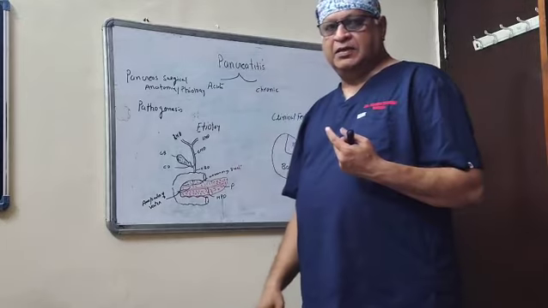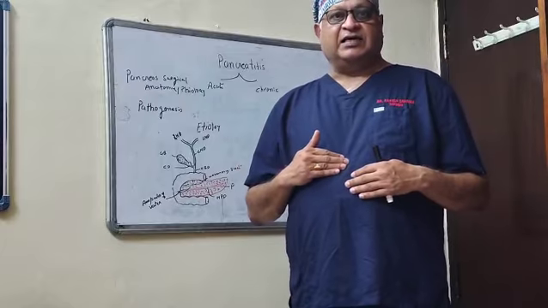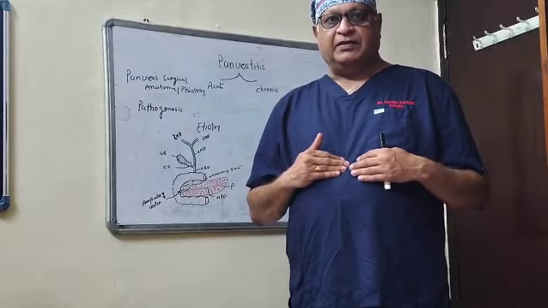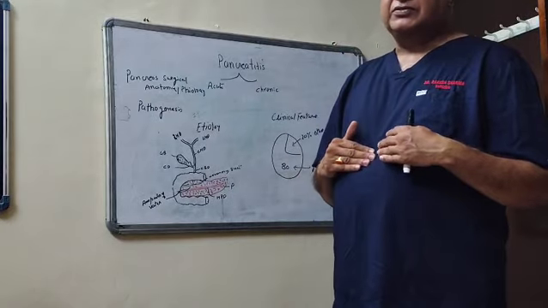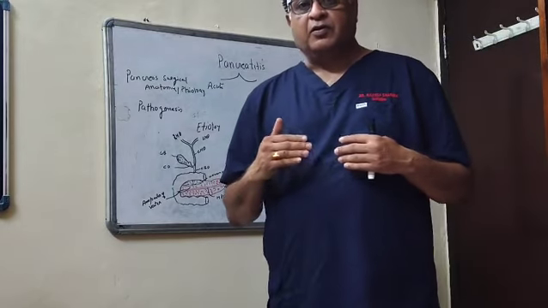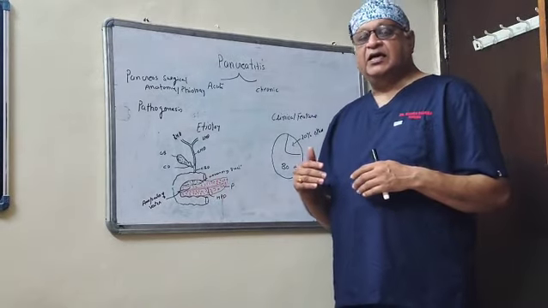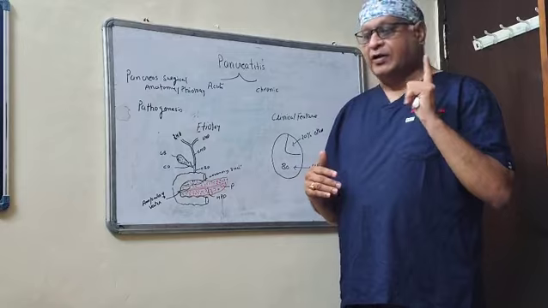Some signs: abdomen may be distended, there is tenderness in the epigastrium, but the important thing is there is no rebound tenderness in acute pancreatitis. Always remember, the reason is that the pancreas is a retroperitoneal organ, so rebound tenderness is not found in a case of acute pancreatitis.